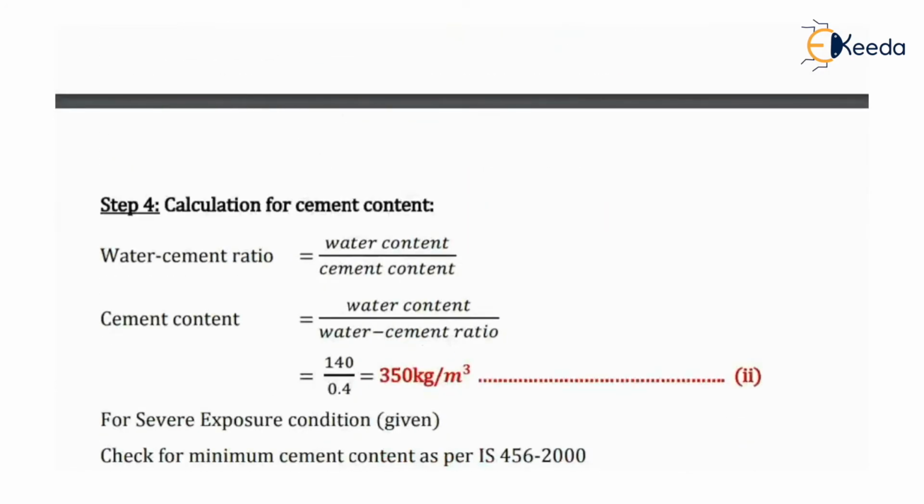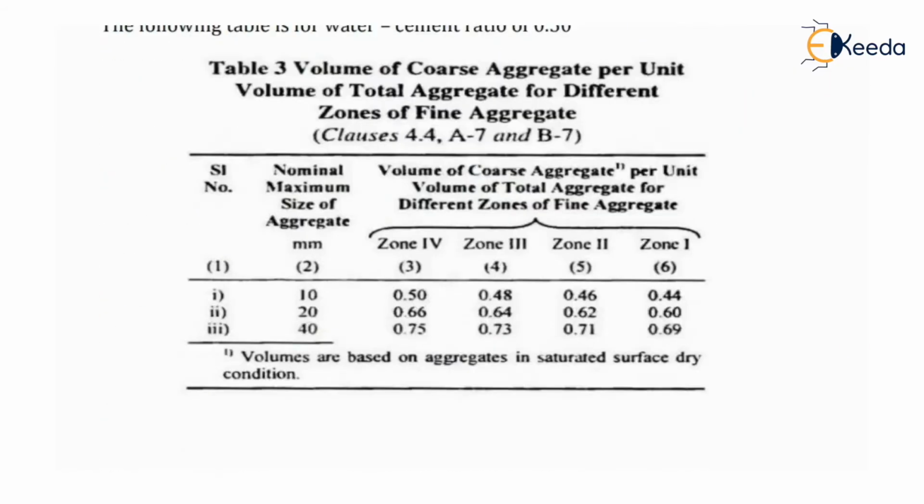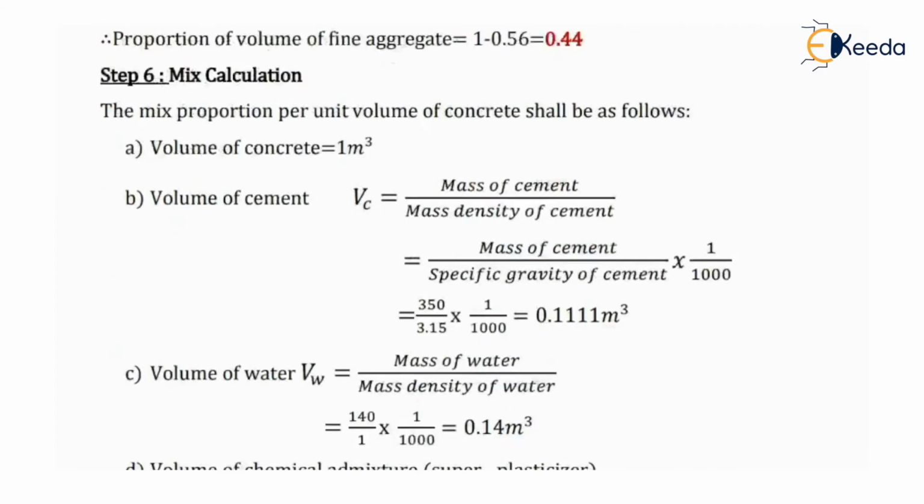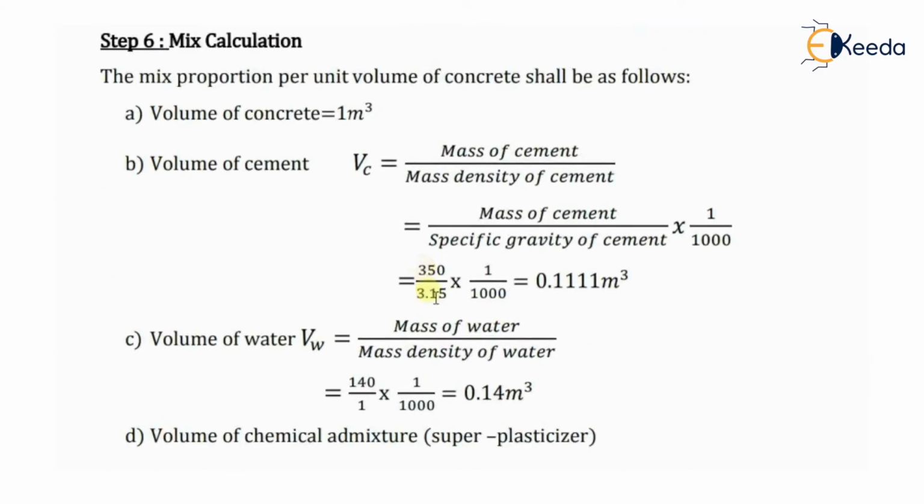See, in step number 4 we have calculated the cement content as 350. So I will be putting the value of 350 here. So 350 divided by the specific gravity of cement, which is given in the problem statement. You can check the problem statement again. It is 3.15 into 1 by 1000. So it comes as 0.1111 meter cube.